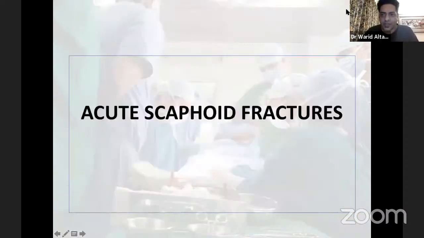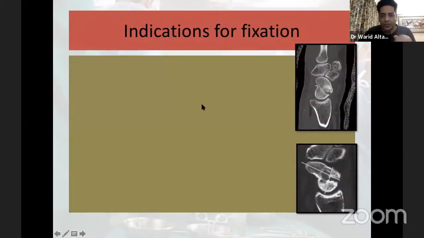So let's come to the acute scaphoid fractures first. Quickly, my talk is more focused on operative technique rather than going into the details of the classifications and indications.